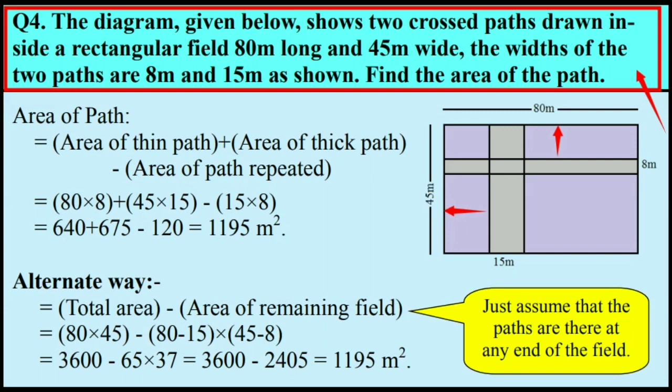Here the total area is 80 multiplied by 45 and the area of remaining rectangular field leaving the footpaths is 80 minus 15 multiplied by 45 minus 8. And after simplifying the expression, the result finally obtained is 1195 meters square. I hope you all understand this alternate way.